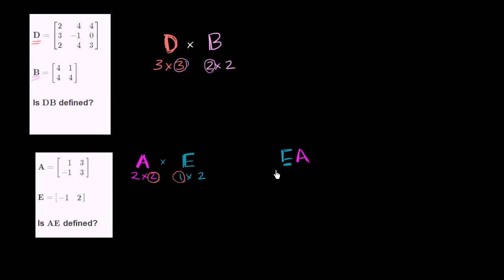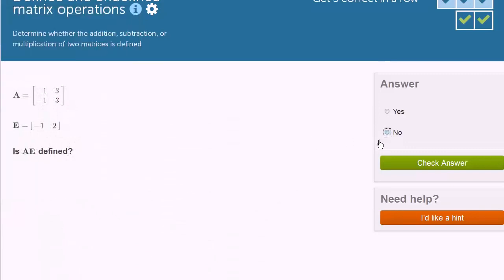Matrix E is 1 by 2, 1 row and 2 columns. Matrix A is 2 by 2, 2 rows and 2 columns. And so this would have been defined. Matrix E has 2 columns, which is exactly the same number as the rows that matrix A has. And this really hits the point home that the order matters when you multiply matrices. But for the sake of this question, is AE defined? No, it isn't. And so we can check our answer.